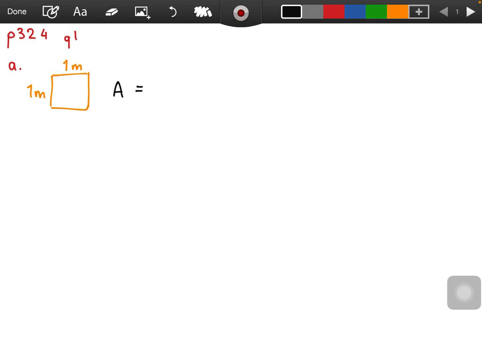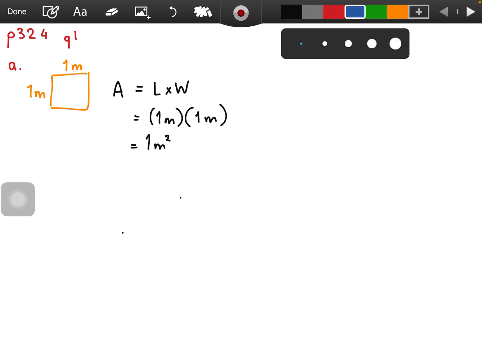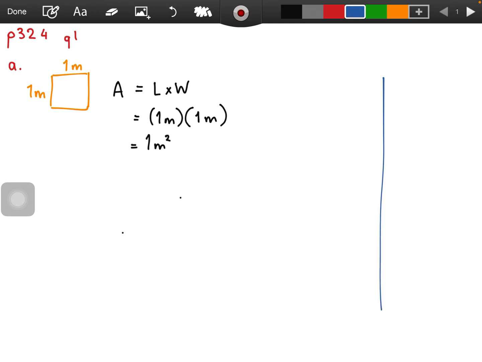Okay, so we are multiplying the length. Remember, the area of a square is just length by width, or length by length because it's going to be the same measurement. We can always use the formula length by width as long as we notice that the length and the width are the same thing. So it's going to be 1 meter times 1 meter, so we get 1 meter squared as our area there.